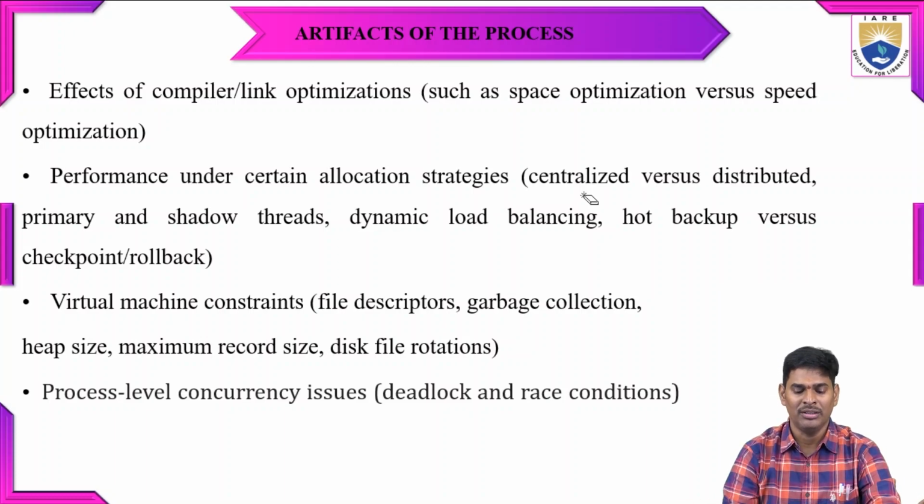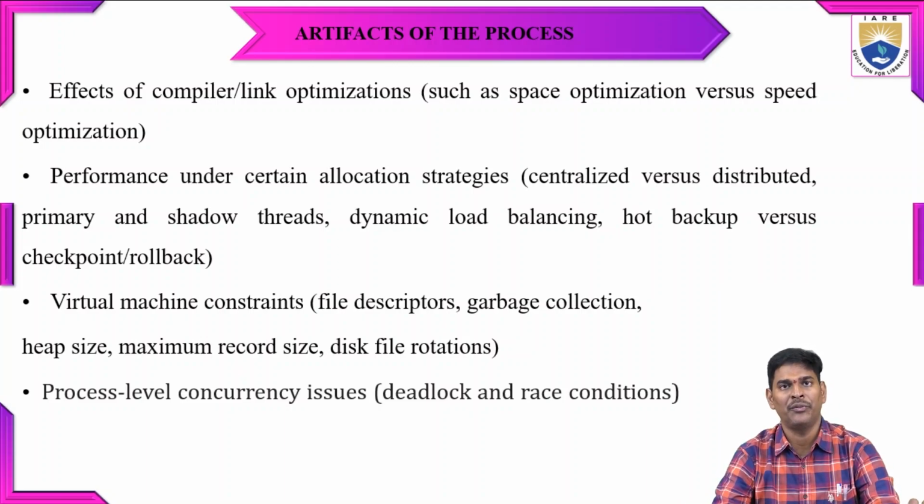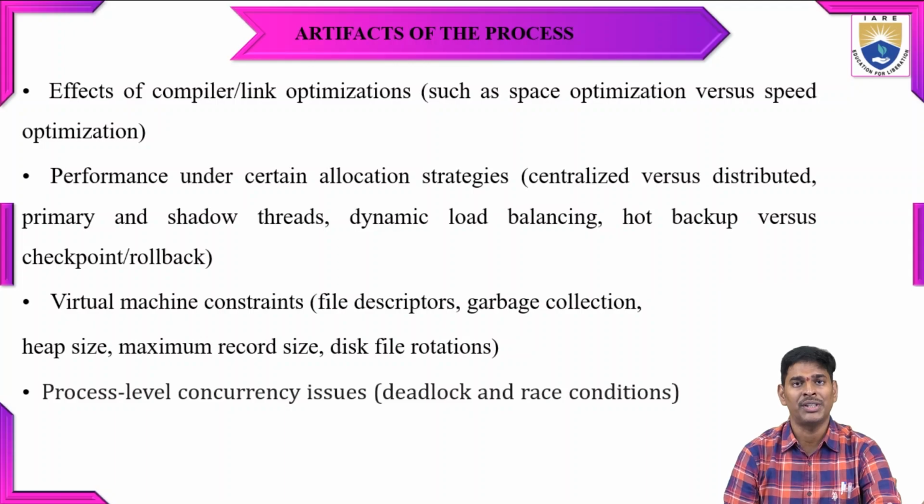Here we can have constraints such as file descriptors, garbage collection, heap size, maximum record size, and the last one is disk file rotations. Whenever we are accessing virtual machines, we need to check the file descriptors, and whether there are any garbage collections. When you are transmitting information continuously, we need to check whether the information is stored in a sequential manner or not. If not, then the garbage will be very high. We need to allocate the size of the heap for each and every table content, and check the minimum and the maximum record size.